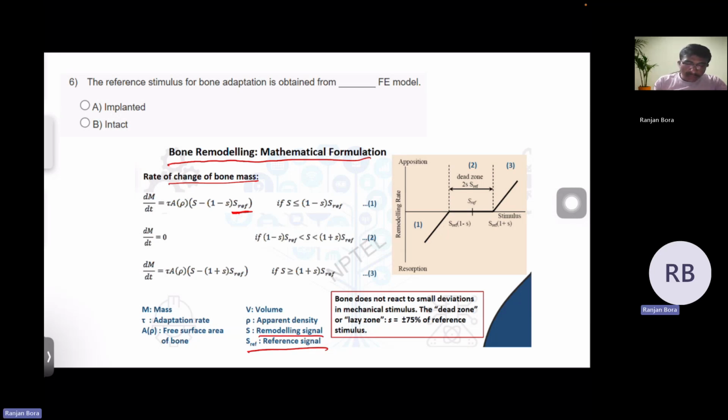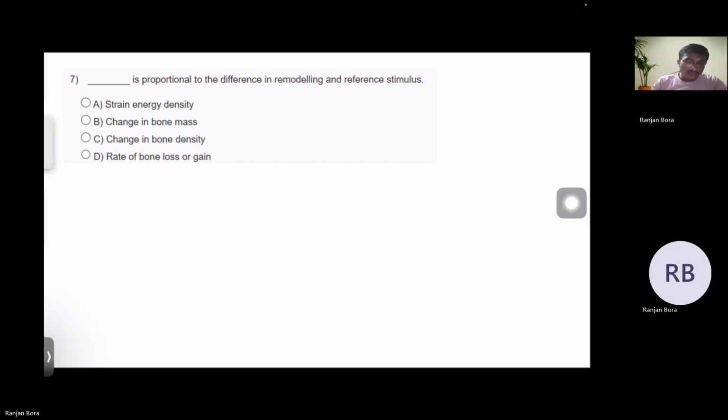So the reference stimulus for bone adaptation, this reference stimulus S_ref, we obtain it from the intact femur model. That's why this stimulus is used as a reference. Next question is, dash is proportional to the difference in remodeling and reference stimulus.